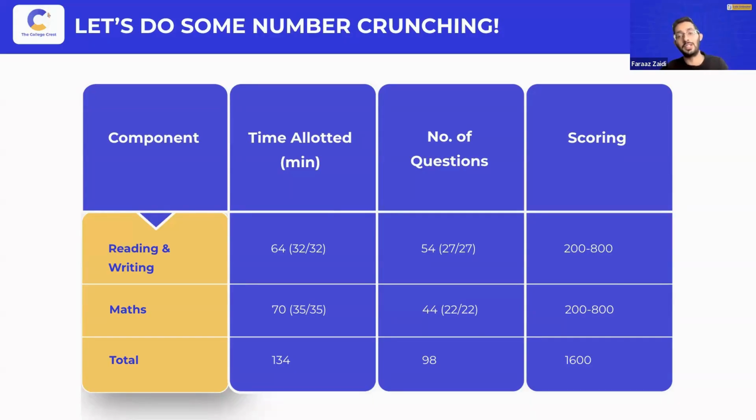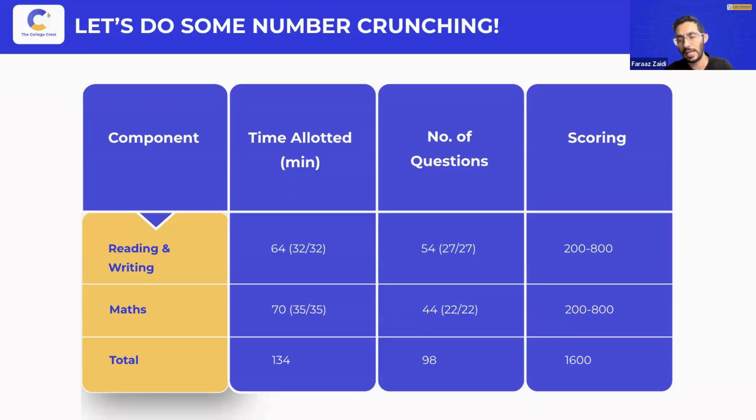So do remember, your 1600 is a scaled down result. It's not the raw score itself. Now, how can you maximize your score, which is, I would say, the real takeaway from the slide? If you answer 40 out of 44 math questions correctly, you are going to be coming somewhere in that range of 750 to 780.